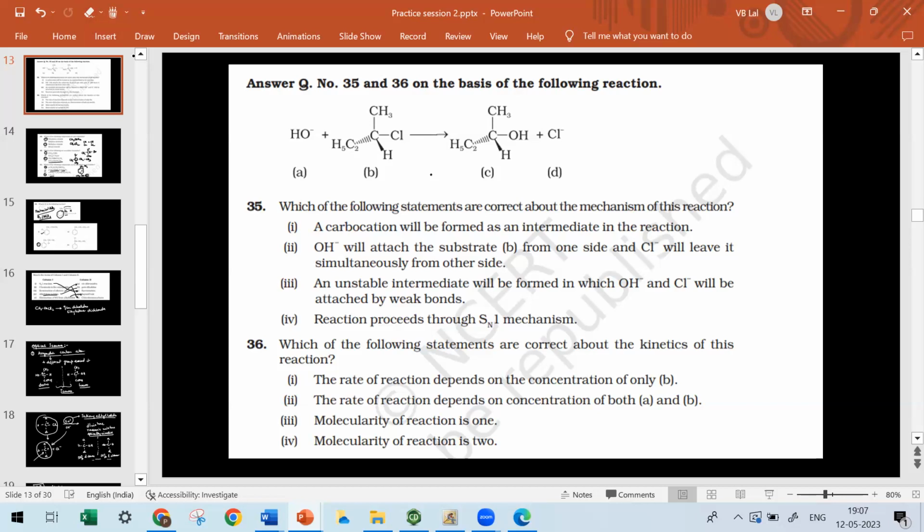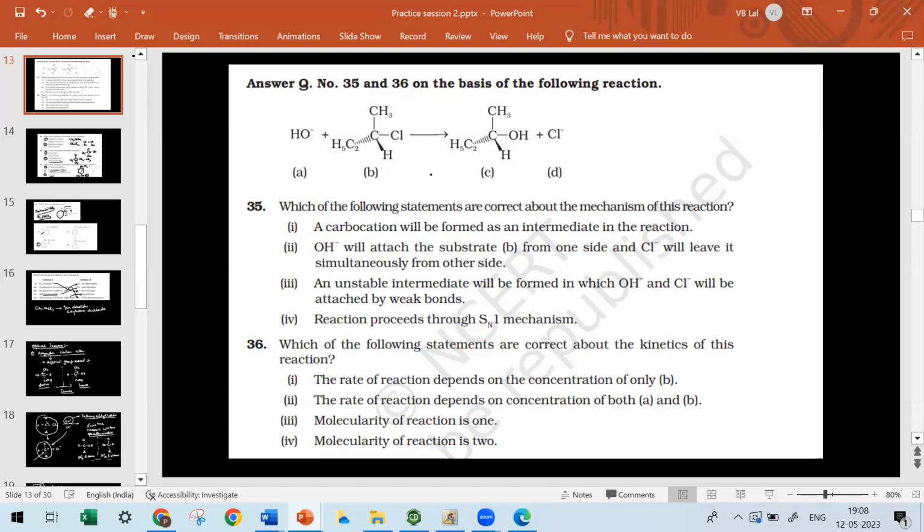Now see, on the basis of this reaction, which of the following statements are correct about the mechanism of this reaction? If you can see in the reaction, it is very clear. What is clear? That Cl is leaving and OH is adding. Okay. This option 2, ma'am.